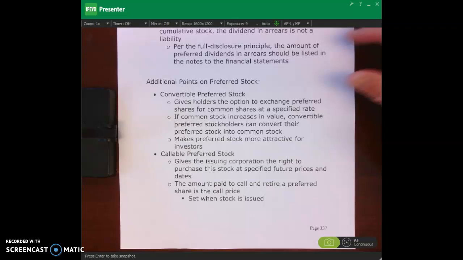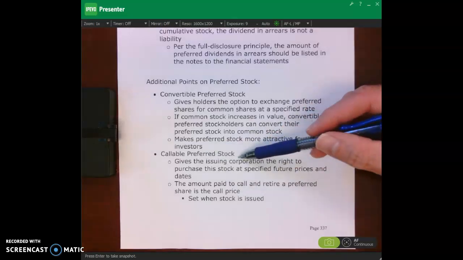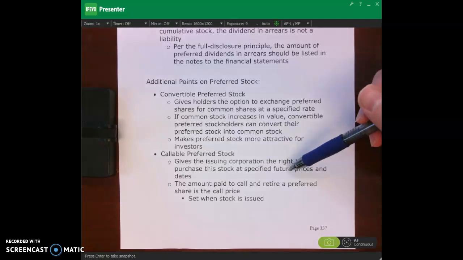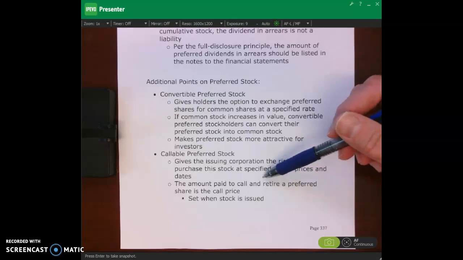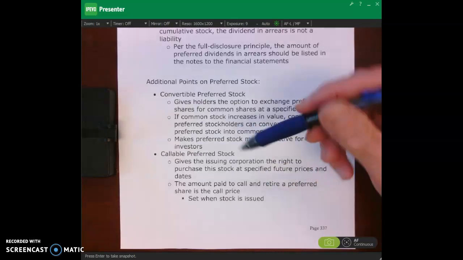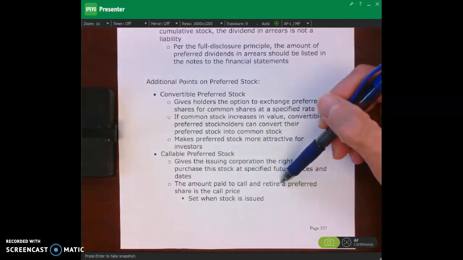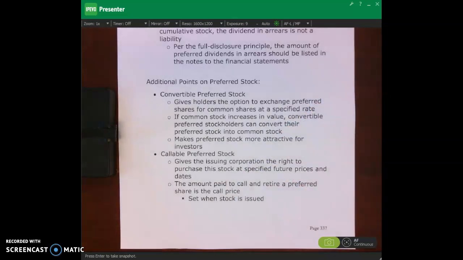Callable preferred stock, on the other hand, gives the corporation who's issuing the preferred stock the right to purchase that stock at specified future prices. Well, that makes the preferred stock riskier for a preferred stockholder, right? And so when that happens, the amount that the corporation has to pay to call and then retire those preferred shares is the call price, and that's set, and normally that includes a premium.